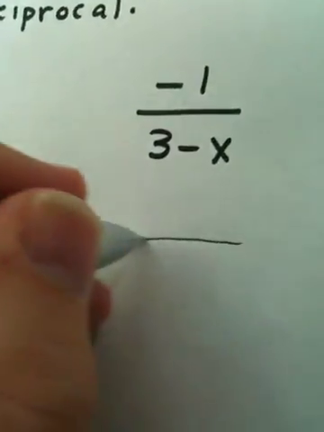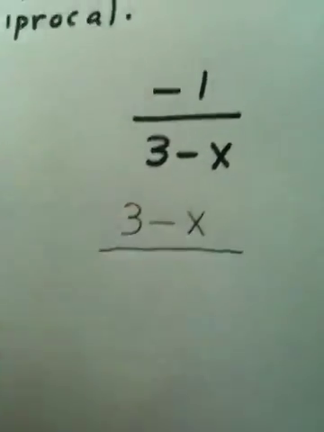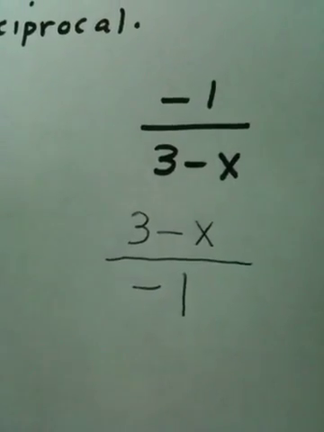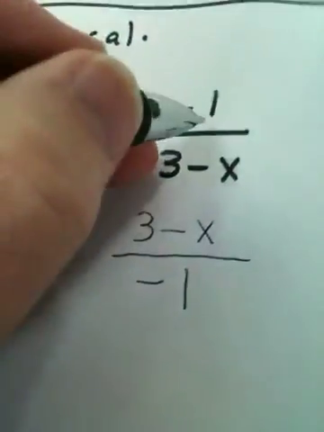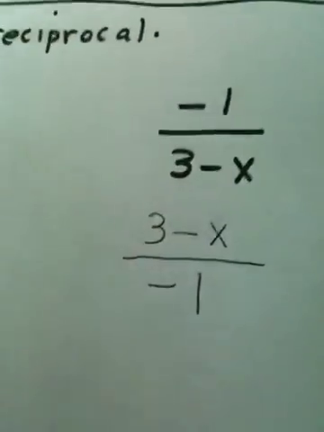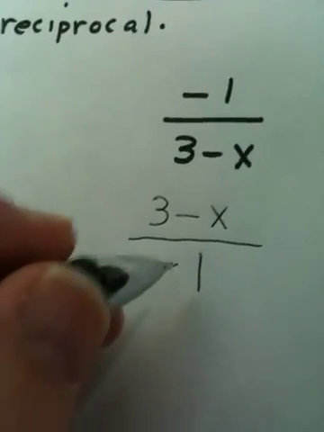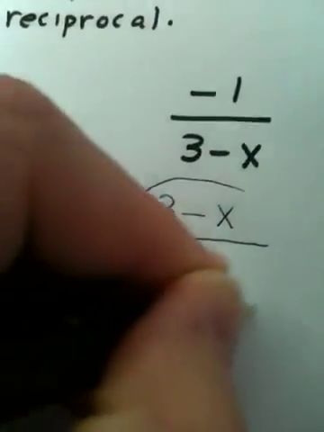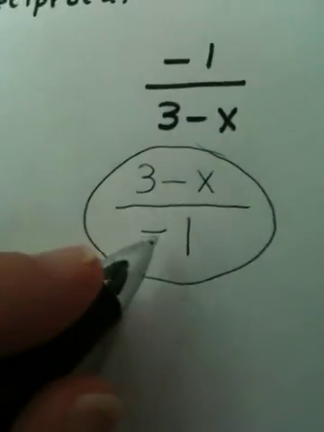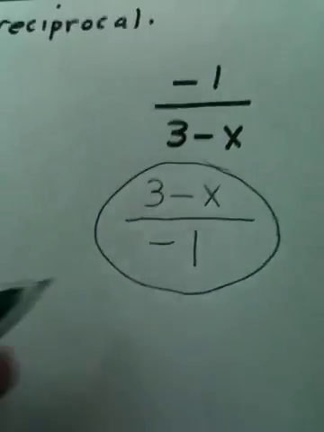If I interchange numerator and denominator, I have the 3 minus x in the numerator now, and I have the -1 in the denominator. Now, please don't put equals because this is not equal to this. This is the reciprocal of this. But here's the deal. I don't want to stop here. This answer, some people would say, here, you're done. A lot of you have been taught, don't leave a negative number in the denominator.